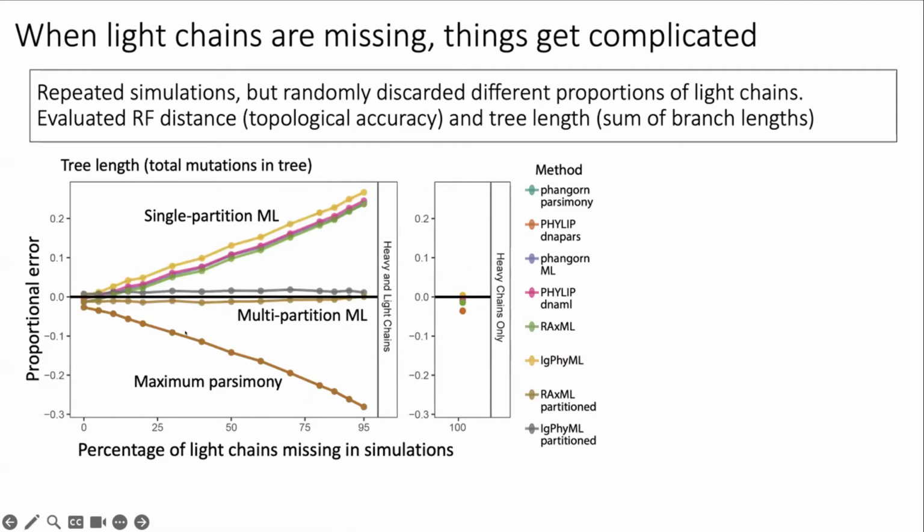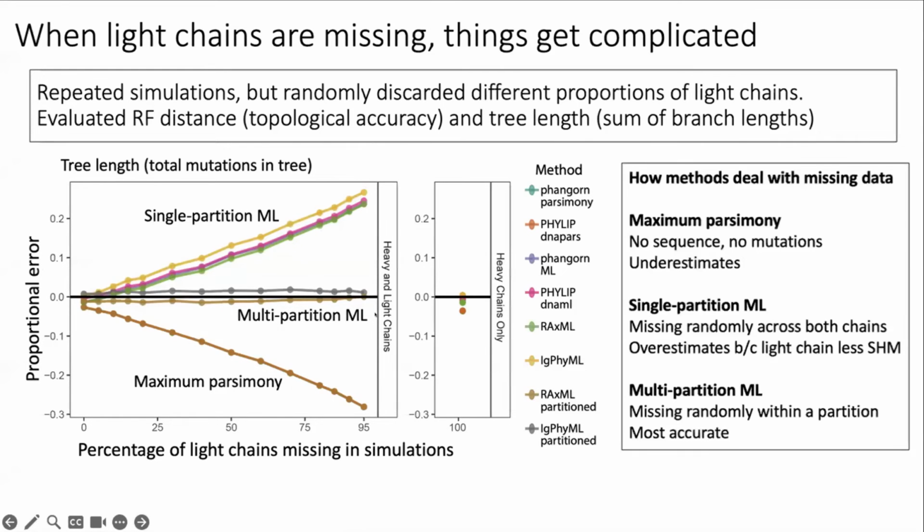So we can see that when we build trees using maximum parsimony, we almost always underestimate the tree length, especially as more light chains go missing. When we use single partition maximum likelihood methods, we get the exact opposite problem, where we overestimate the total tree length. So these trees have more mutations than they really should. But when we use multi-partition maximum likelihood methods, we're able to accurately estimate the tree length across all of these different proportions of missing light chains.